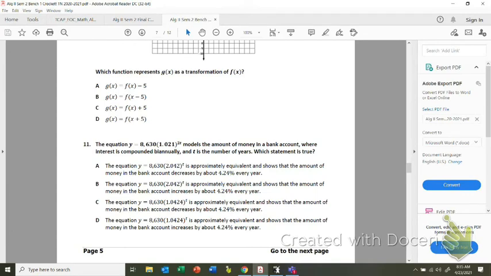All right, number 11 says, the equation, that big long equation, models the amount of money in a bank account where the interest is compounded biannually. What does biannually mean? Twice a year. And T is the number of years. Which statement is true? So, write this equation.